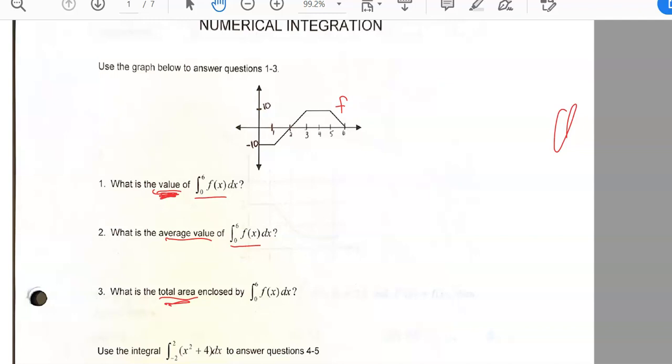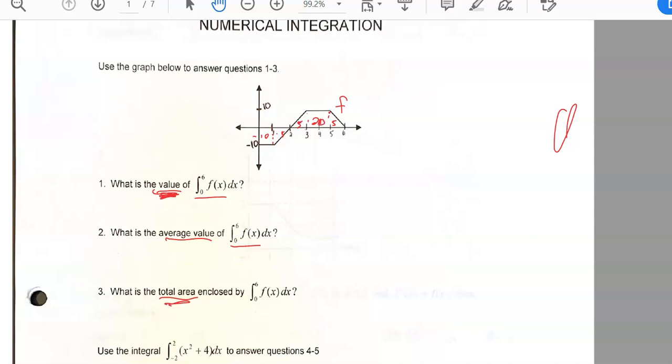So if we do these areas, this has an area of 10, but it's underneath the x-axis, so it has a value of negative 10. This would be a negative 5, positive 5. This would be what? 20. And then this would be 5. If we do value and area, we just need to know what the difference is here.